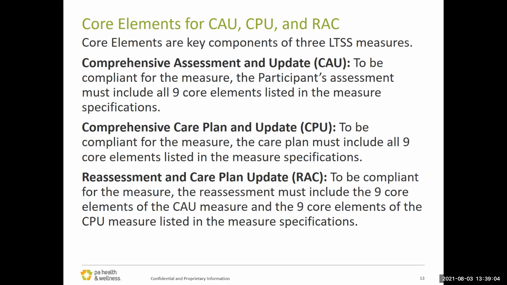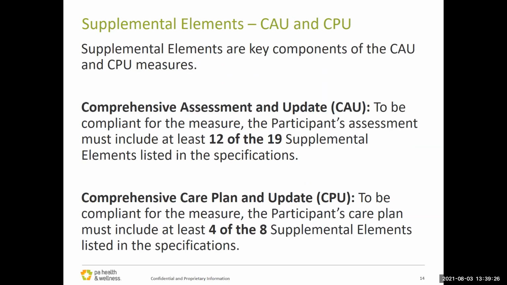And then for the RAC, this is the reassessment and care plan after inpatient discharge. Again, we see that you must have 9 core elements from the CAU measure and then the 9 core elements from the CPU measure. So hoping that you're getting an understanding that the core elements are key components to the measure itself. Okay, next measure. So CAU and CPU have supplemental elements.